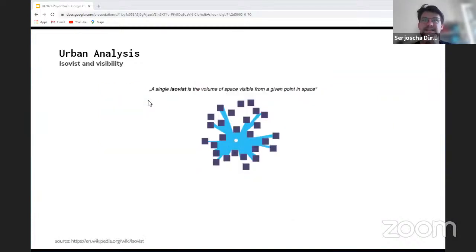Yeah, this is visibility analysis. This is essentially some ray tracing. You have a point in the middle, and then you compute how far it can see along these obstacles here.